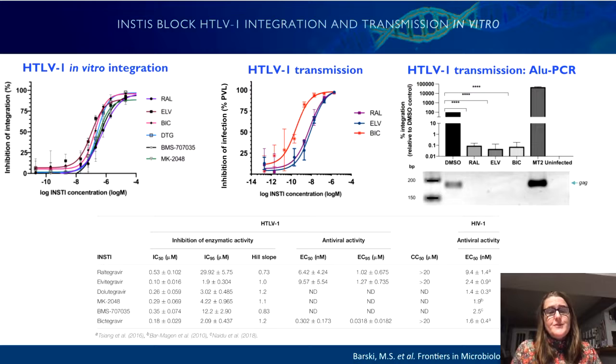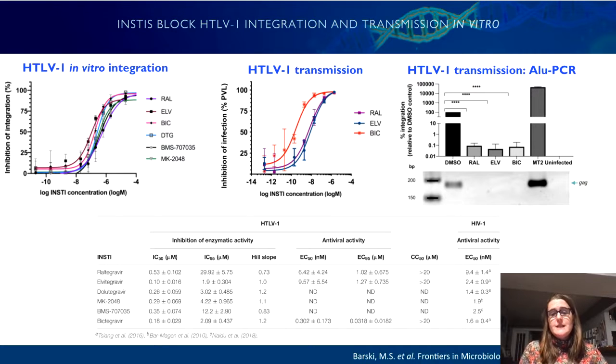The next step was to investigate whether these compounds are able to block transmission of HTLV1 in cell culture. HTLV1 transmits via a cell-to-cell mechanism using the virological synapse. So here in our assays, we used MT2, which is a persistently HTLV1-infected cell line, that we co-culture with Jurkat cells. And the Jurkat cells were treated with increasing concentrations of drugs. We measured the infection by quantifying the proviral load using qPCR. You can see here that raltegravir and elvitegravir potently block HTLV1 infection, and bictegravir is even more potent.